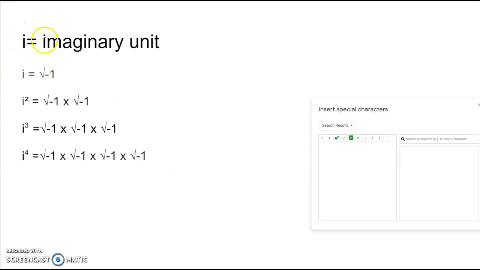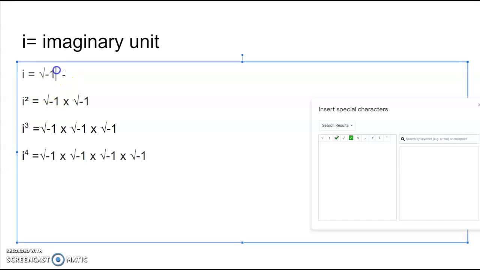So this is i, and it's an imaginary unit. So i is defined by the square root of -1, and there's no tangible value for i, so it's a tricky number, but anything inside of a square root isn't going to equal anything. So that's how we define i.